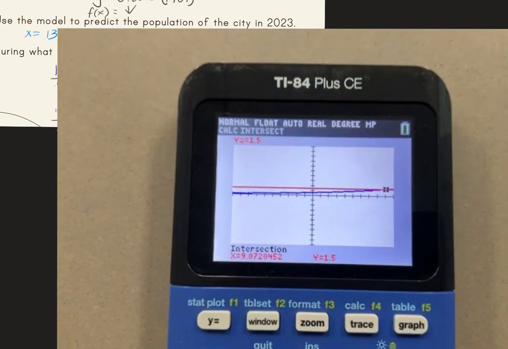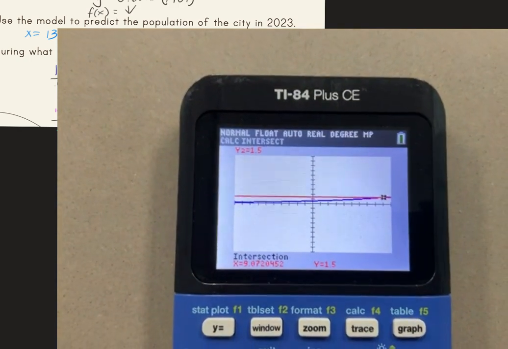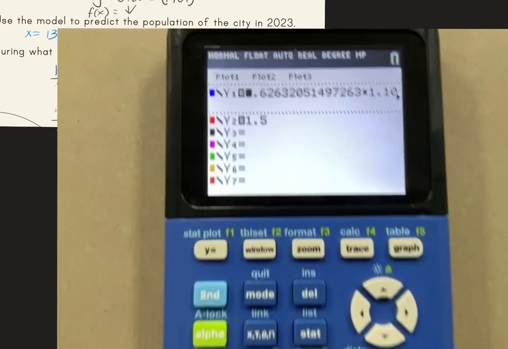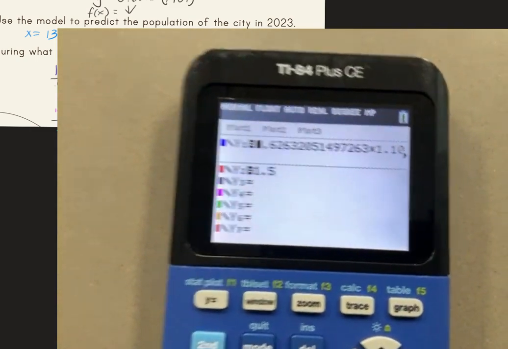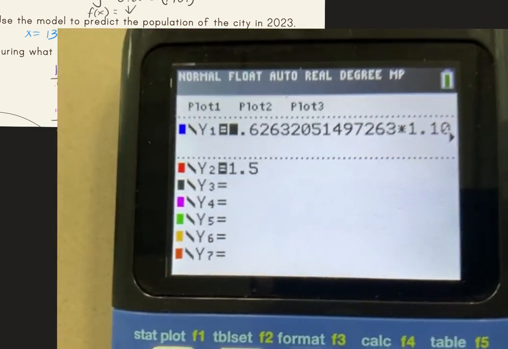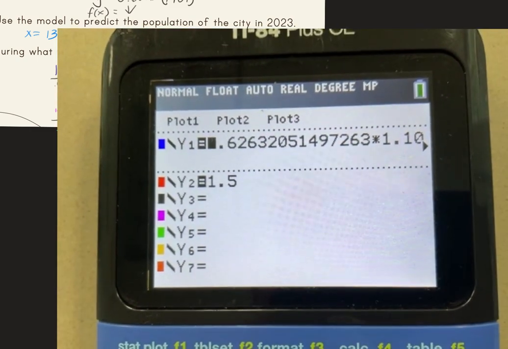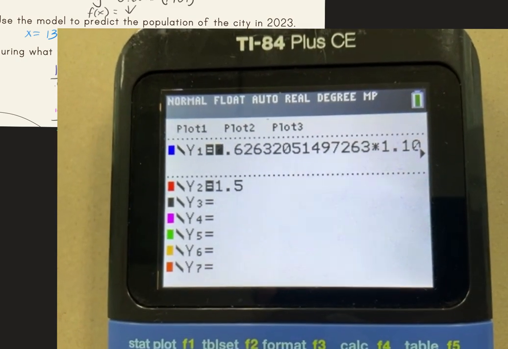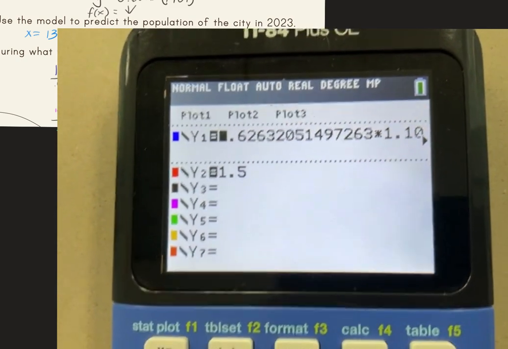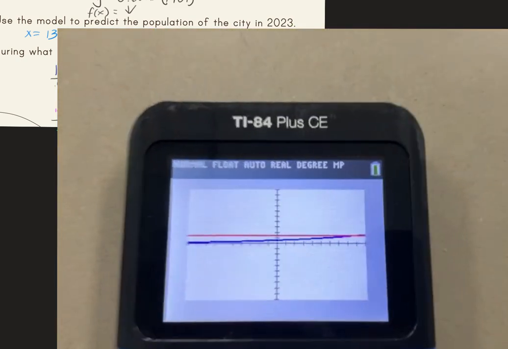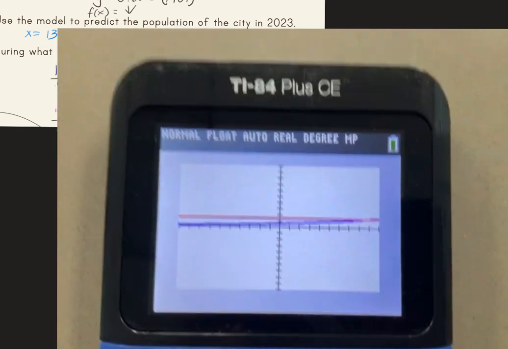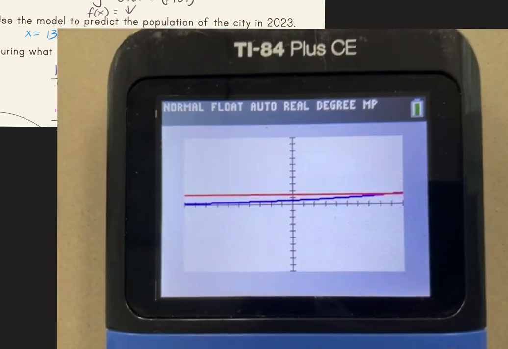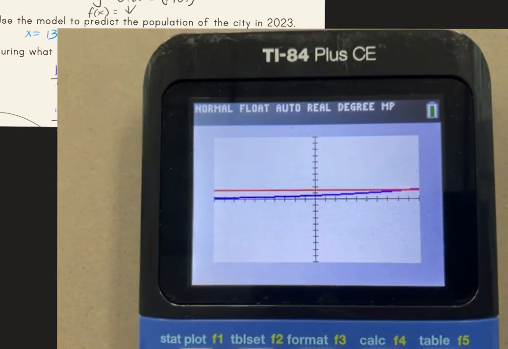Can you do that again? Yep. So I entered in my y1, which I have from my regression from when I ran it. I saved it. And then my y2, I want to make 1.5. And then I hit graph. And this time it's already in the window. But if it wasn't in the window, you can zoom out or adjust your window.